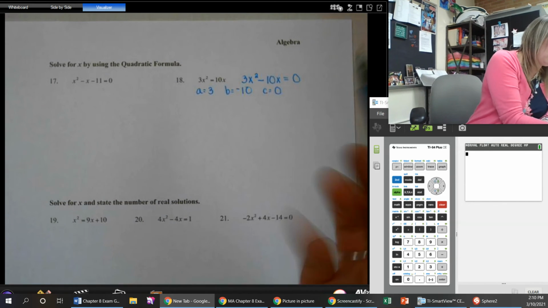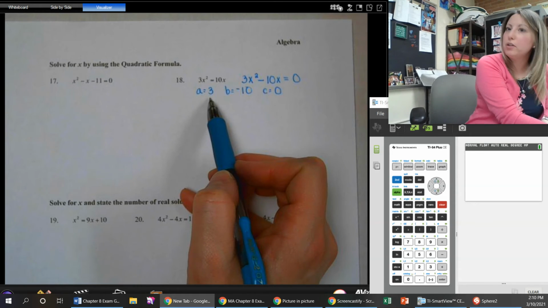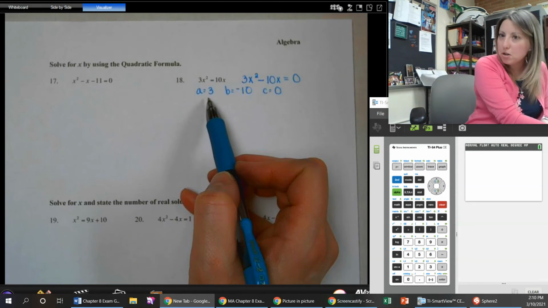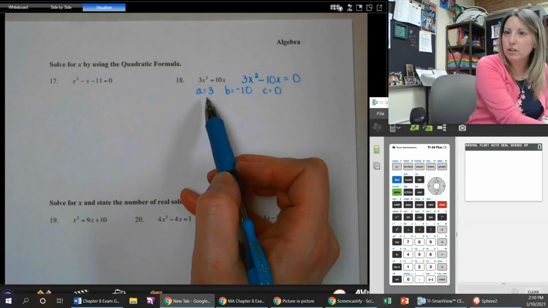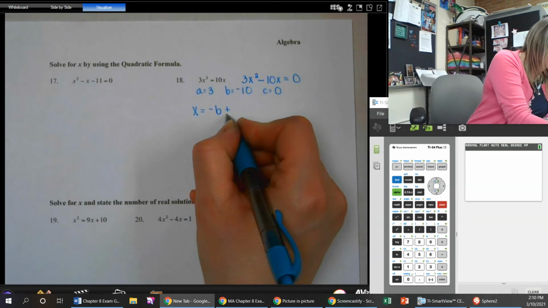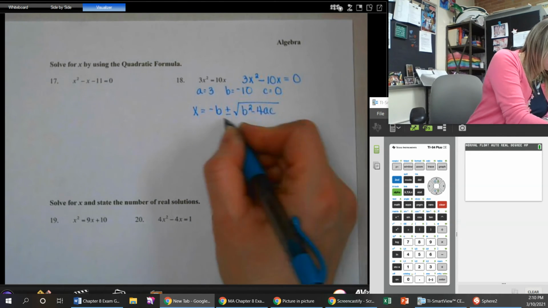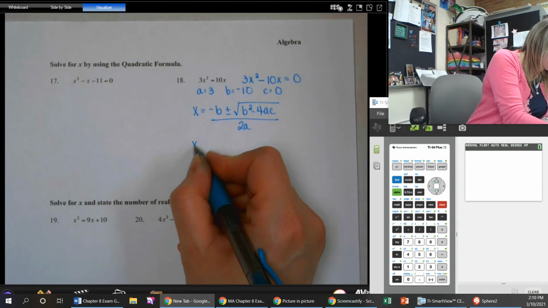C is allowed to be 0, B is allowed to be 0, A is not allowed to be 0 because then you wouldn't have an x squared and it wouldn't be a quadratic and we wouldn't be solving it this way. Write out your quadratic formula when using it and then show the plug-ins that you're doing to the formula so you make sure you get it right.